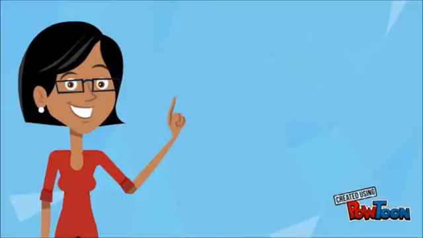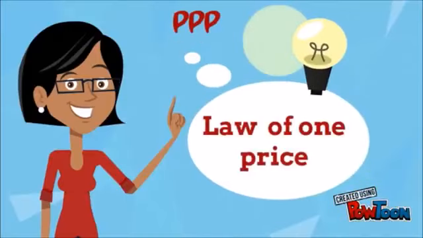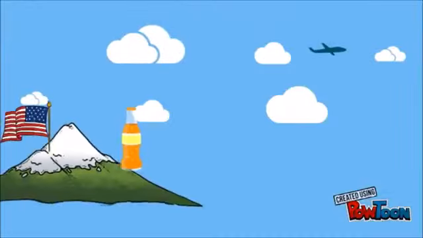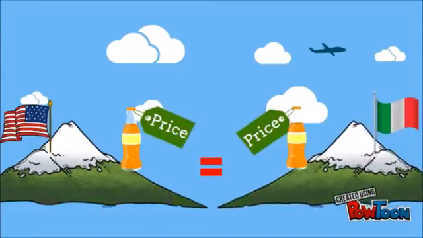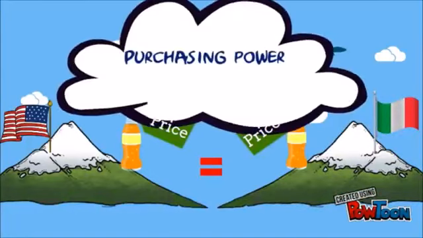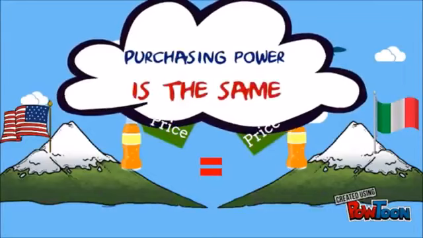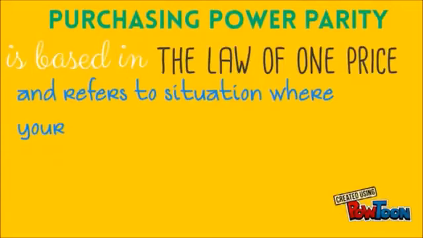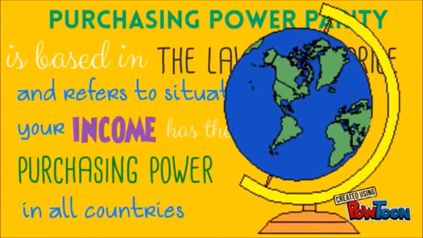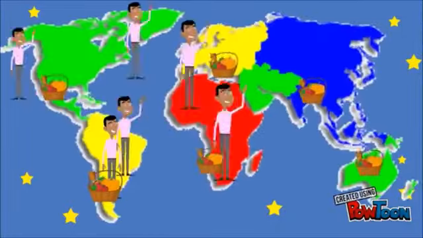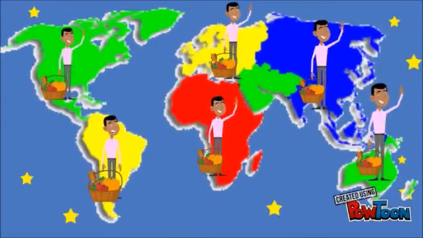The second thing you need to know to understand PPP is the law of one price. It pretty much says that one good in one country should have the same price as an identical good in another country when converting into different currencies. Therefore, the purchasing power of two currencies should be the same for identical products. Purchasing power parity is based on the law of one price and refers to a situation where your income has the same purchasing power in all countries. Hence, given that PPP holds and all prices are equal, a person should be able to purchase with her income the same basket of goods everywhere, no matter what currency he uses.